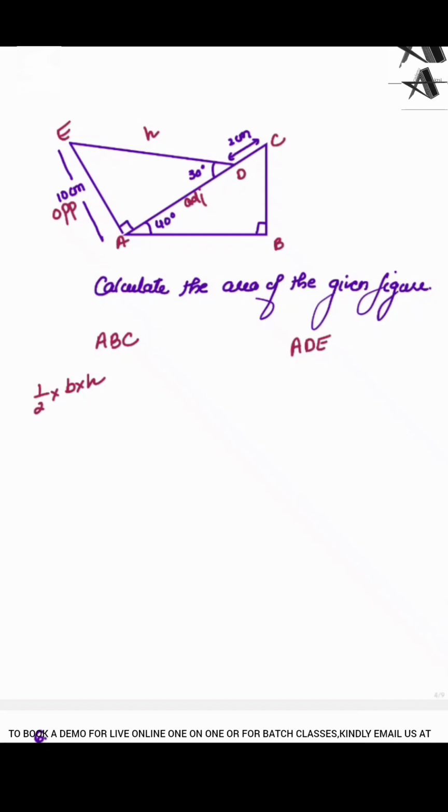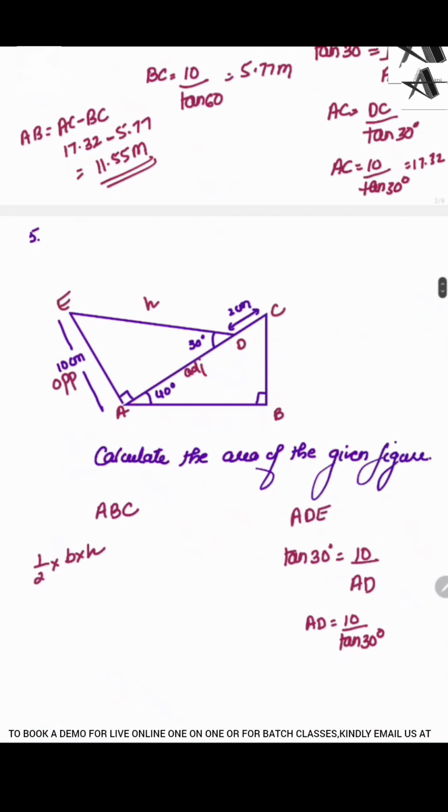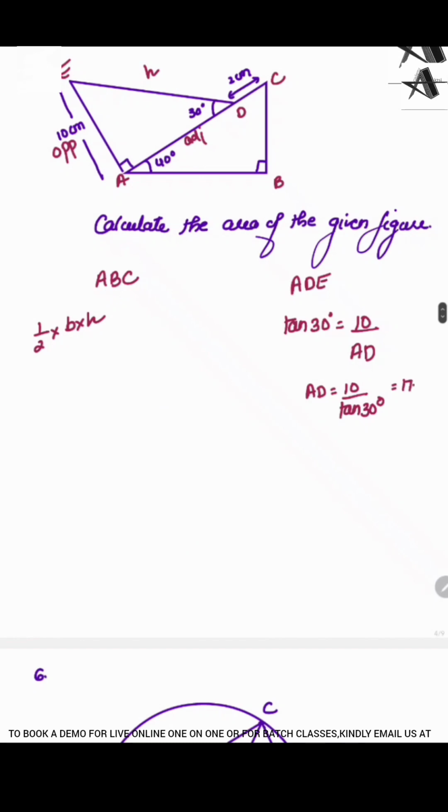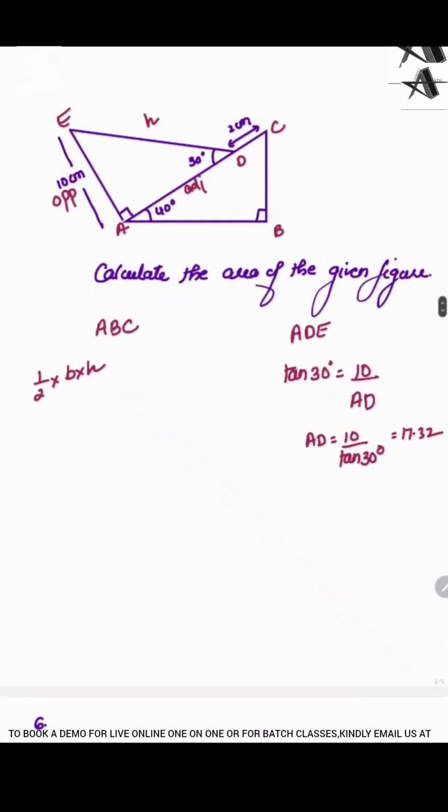So applying tan theta, because tan theta connects opposite and adjacent. So tan 30 degrees is opposite over adjacent, adjacent is AD. Same on rearranging. In the just previous question I have described how I rearranged it. Similarly, doing it, I'll get AD is equal to 10 over tan 30 degrees. And we just saw 10 over tan 30, it was 17.32. So AD length is 17.32.